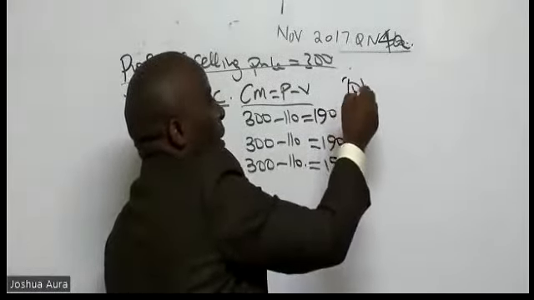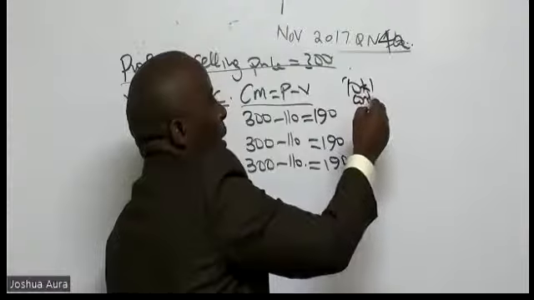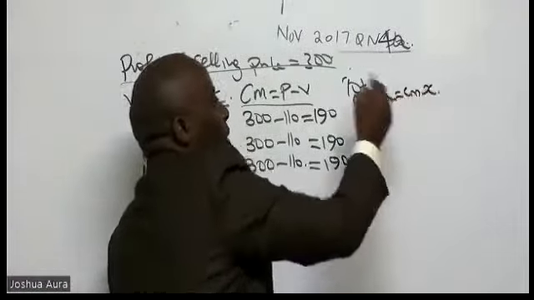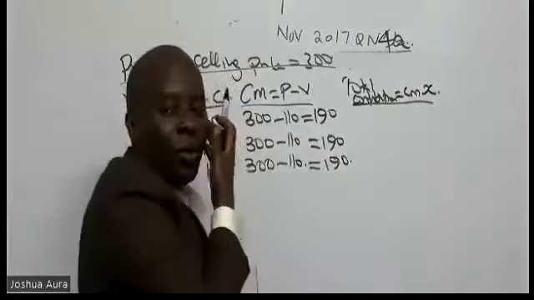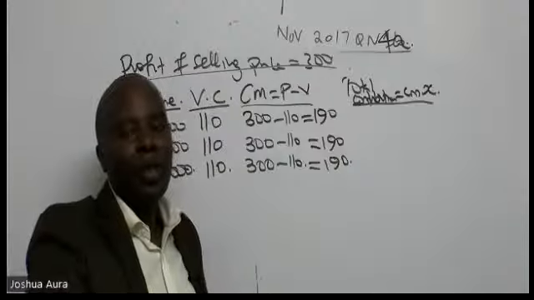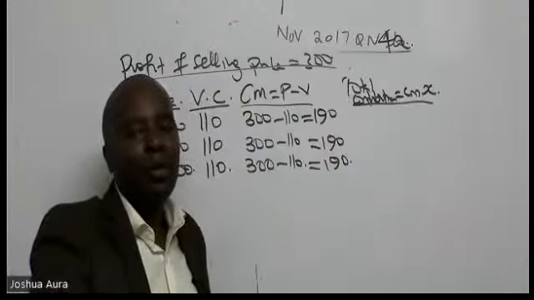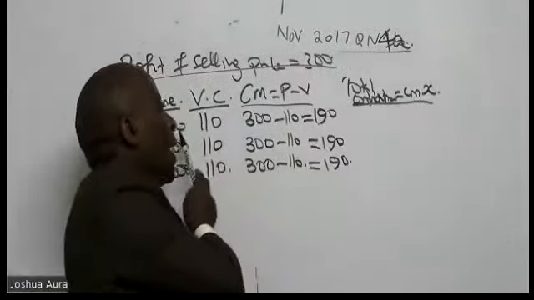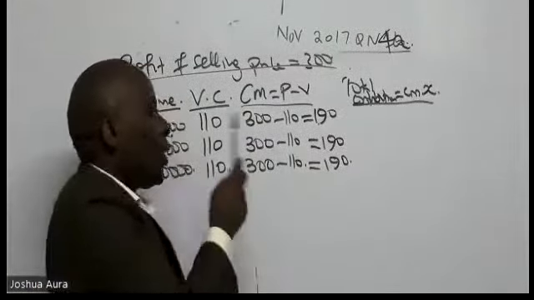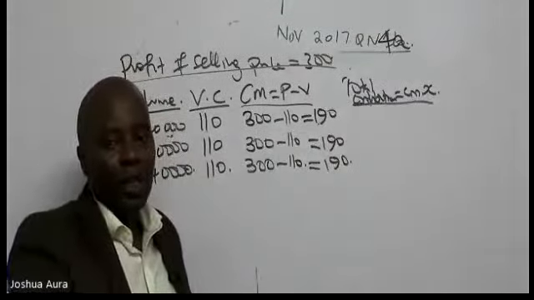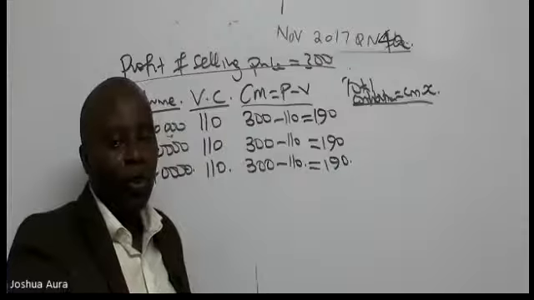So please come here and give me the total contribution. Remember that total contribution is CMX. It is contribution per unit times the number of units. So like now here, I know it will be 190 times 120,000. You can decide to put your figures in shillings, millions, or thousands, depending on which looks beautiful.